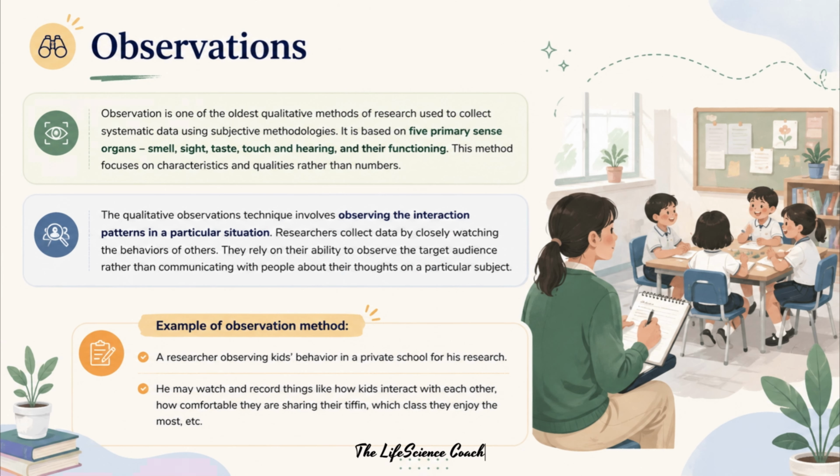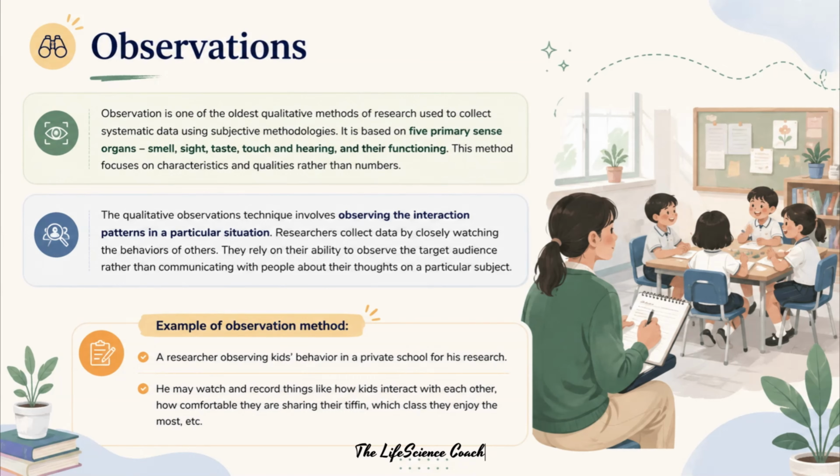Observation is one of the oldest and most important qualitative research methods used to collect information by carefully watching people, situations, and behaviors. In this method, researchers use their senses such as sight, hearing, touch, smell, and sometimes even taste to understand what is happening in a natural setting. Unlike quantitative research, observation focuses more on qualities, characteristics, actions, and interactions rather than numbers or statistics.